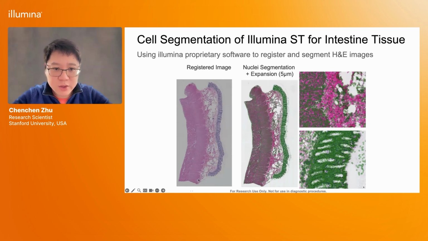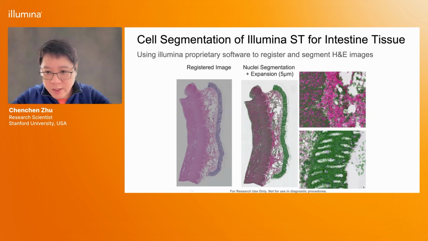So you can see the registration on the left. It is registered to our tissue, and then the software does this nuclei segmentation based on the HE signal. You can see an example on the mucosa layer, and we can further zoom in. Obviously, the more accurate the cell segmentation is, the better the quantification will be for the downstream analysis.